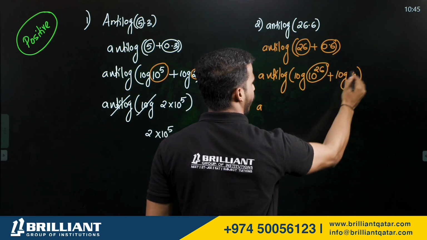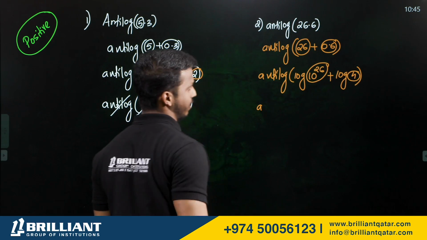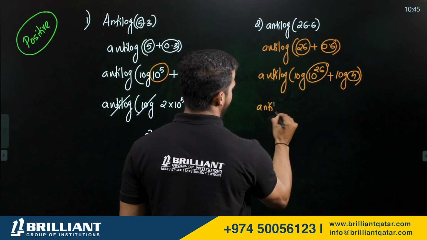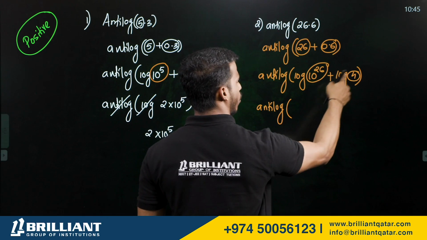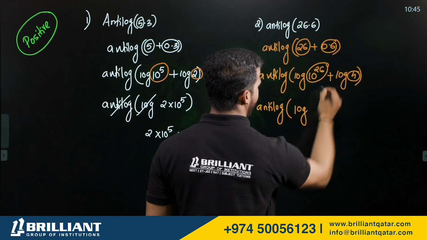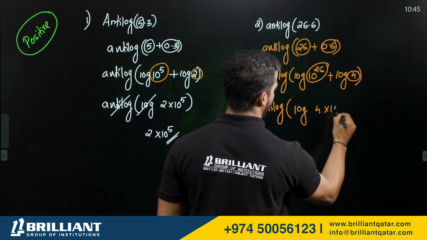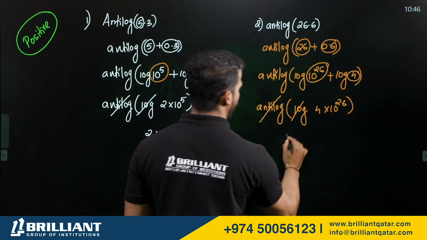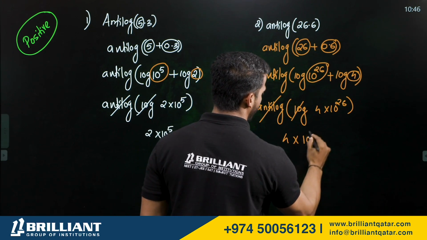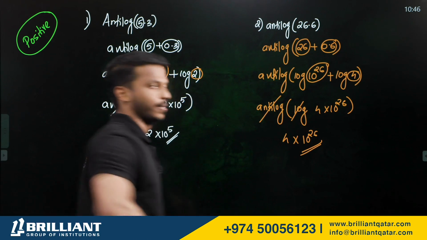This is your answer, 4 into 10 to the power 26. So let me take the anti-log of it. This is in the format of log A plus log B, which is log of A into B, or 4 into 10 to the power 26, or 10 to the power 26 into 4, whatever. Log and anti-log cancel. 4 into 10 to the power 26 will be the answer.